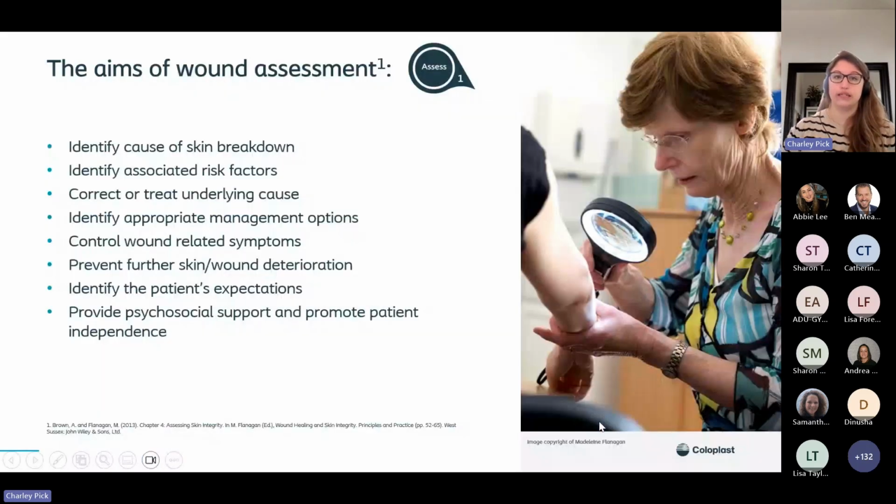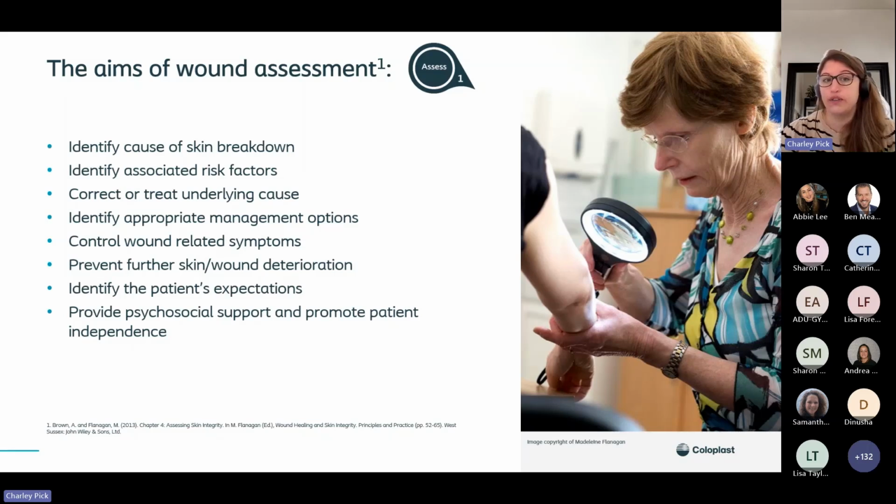So step 1, your assessment, the aims of your wound assessment. Now you really need to identify the cause of that skin breakdown. It could be that this wound has started as a bite, or somebody has knocked their leg in the garden, but 3-4 weeks down the line, that wound is still not healing. And actually you need to be thinking about whether there is some underlying vascular complication here. And is this wound actually now a venous leg ulcer?